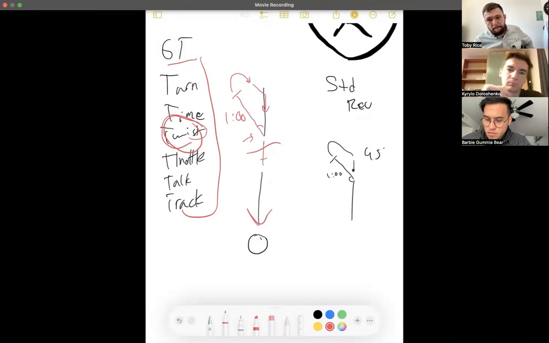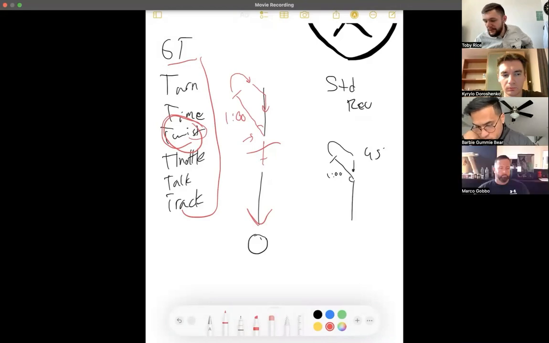Make sense? Yeah, it makes sense. Really, the last one and the standard are pretty similar. They seem pretty similar, just 45 versus 30. Sure. Yeah.